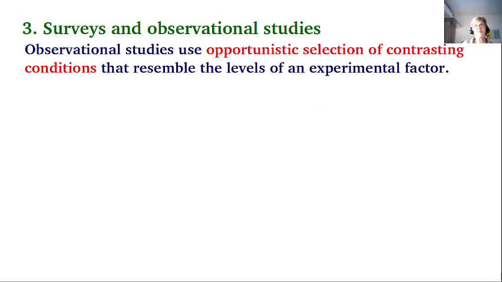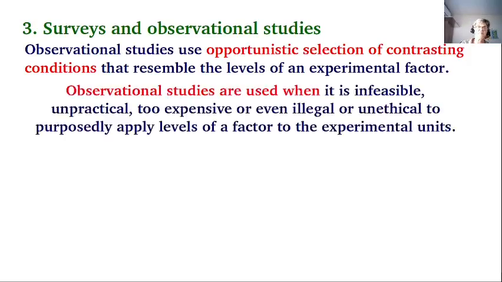So observational studies use the opportunistic selection of contrasted conditions. These contrasted conditions are selected so as to resemble the levels of one or more experimental factors that we would ideally like to manipulate. So observational studies are used whenever it is unfeasible, impractical, too expensive, or even illegal or unethical to purposely apply levels of a factor to experimental units. There are examples in the book that extend these explanations.